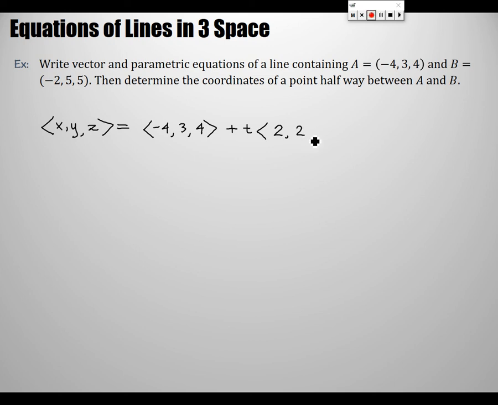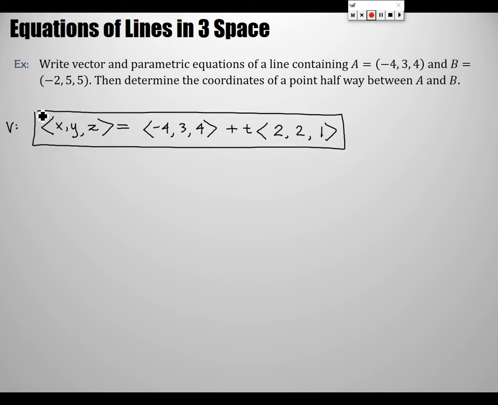and then 1. Everyone agree with those other values? Okay. Good. There's the vector equation. And do you also want to give the parametric equations? What would they be then? X equals, y equals, z equals. What would those be then? If you actually start adding this stuff together, what do you get?